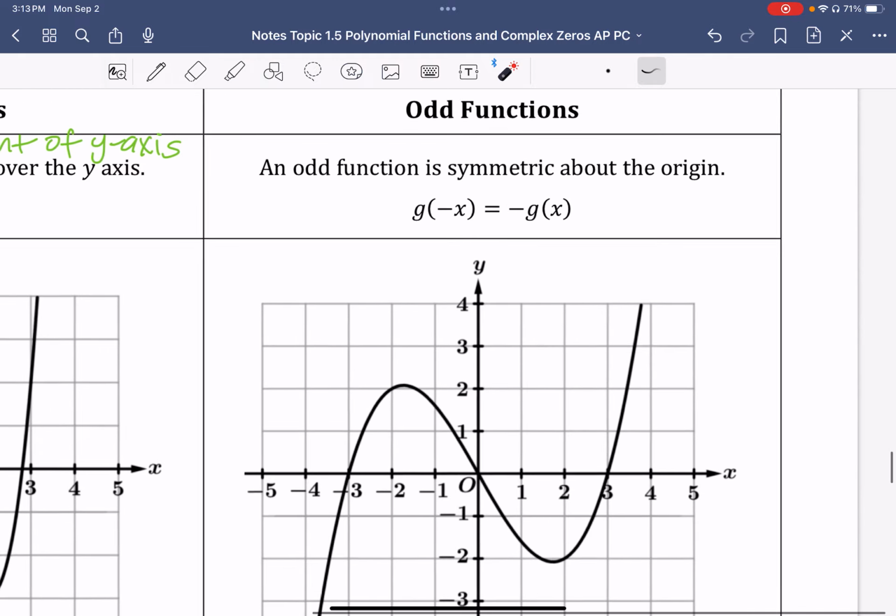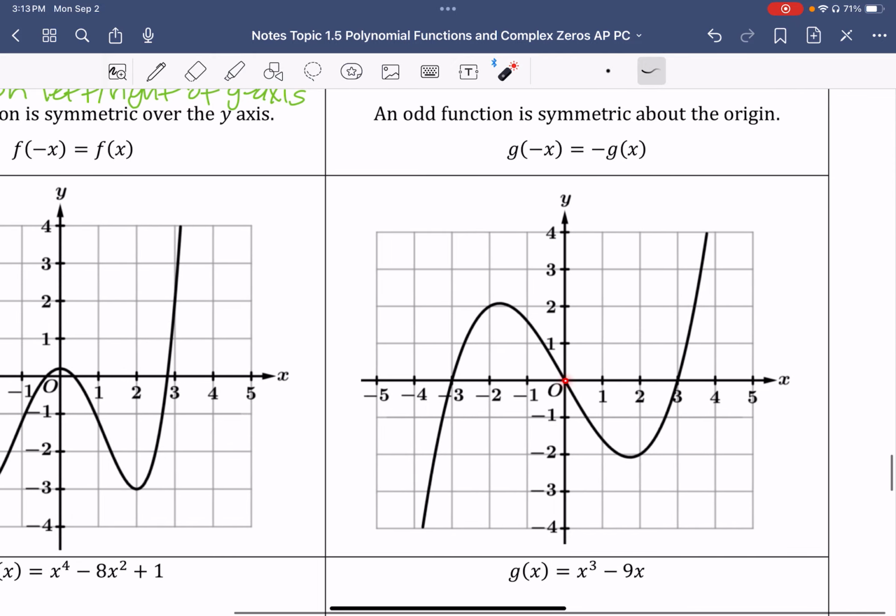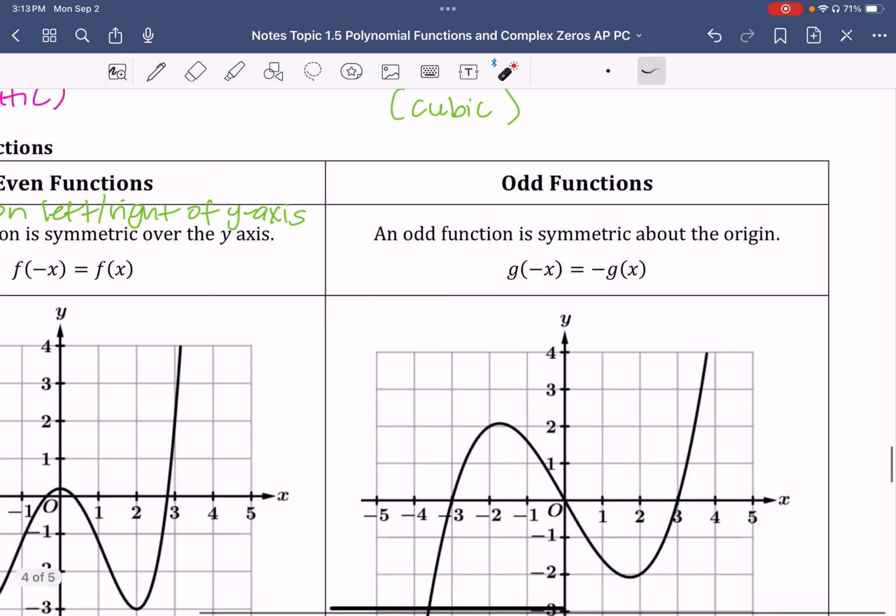For odd functions, you are symmetric about the origin. What that means is these graphs are going to look the same upside down as they do right side up.